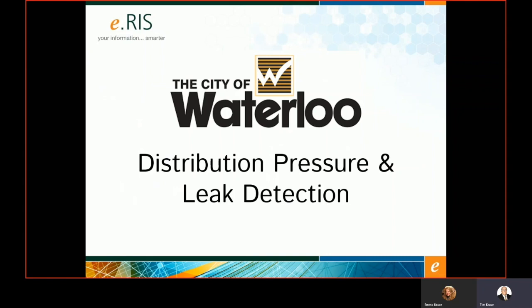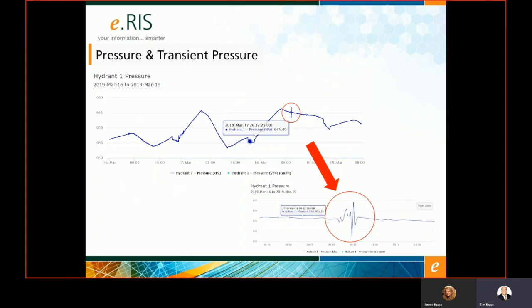The second example is from the city of Waterloo. They are using Eris as a data visualization and analytics tool, looking at water distribution pressure and also looking for leaks. The instrumentation that they are using is placed within fire hydrants. So it's hydrant systems that have pressure and leak detection using acoustic or pressure listening devices that are placed in hydrants throughout their distribution system. But Eris is the tool that they're using to do the data visualization and analytics.